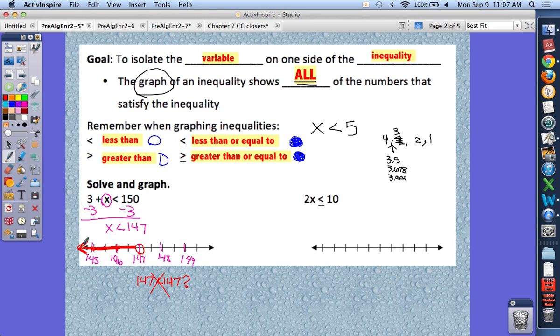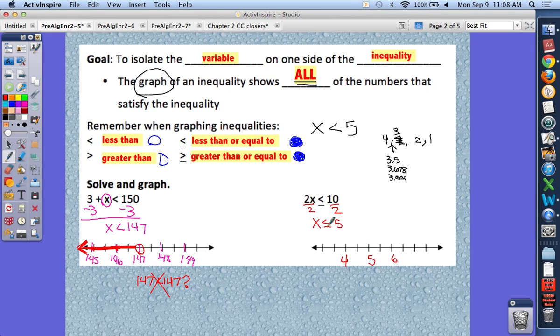2x is less than or equal to 10. To get x by itself, I would divide both sides by 2. I'm left with x is less than or equal to 5. Again, get that 5 on the number line. Maybe I'm going to do 6, and then I'm going to do 4, okay? And you can count by 2s or 3s or whatever you want. Just make sure 5 is on there.